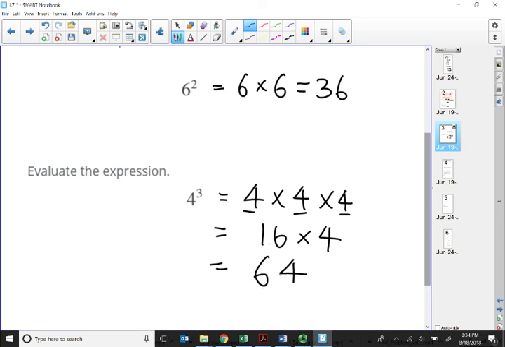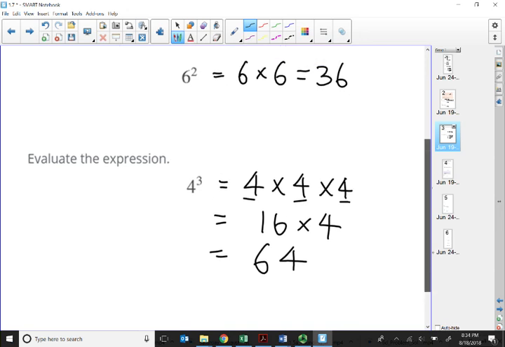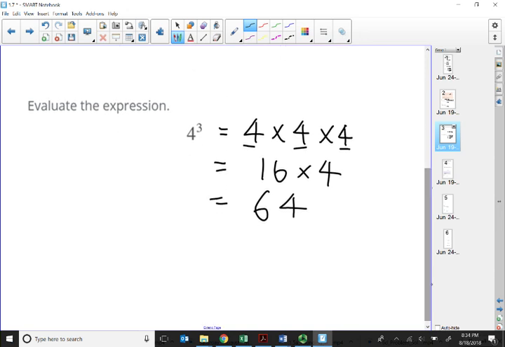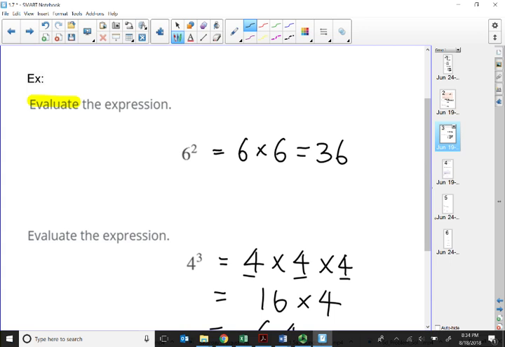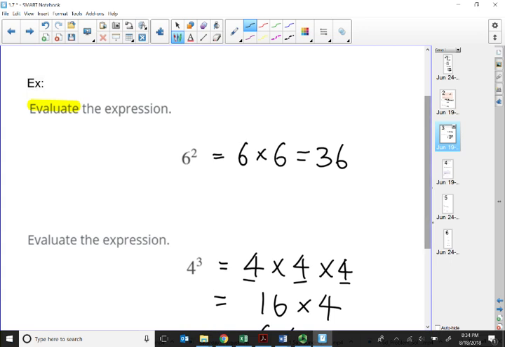So once you evaluate, it means you need to find the product. For this particular example, evaluate means find its product. Whenever you see the word evaluate, it means they want the actual numerical answer. That's a good way of saying the word evaluate. All right, so in this video, we evaluate expressions and we talk about exponent 0 and 1.